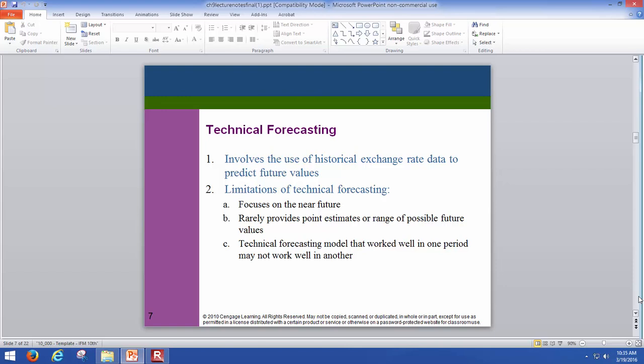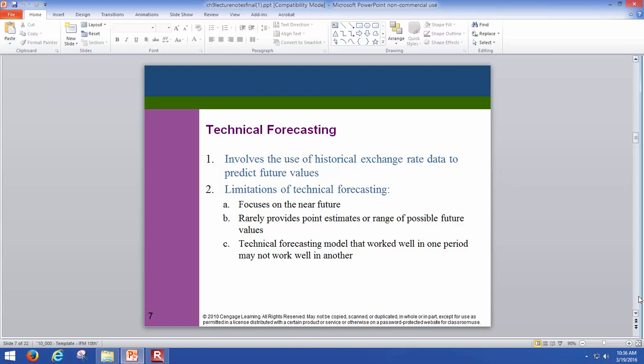So basically what we are saying is that if you look at the past trends in the exchange rate, that could be the movements of the euro versus the dollar during the last month, during the last 6 months, or during the last year, and so on. Basically what we are saying is that we can use that to make some predictions regarding the future exchange rate. Now, we do the same thing in the case of stock prices. So technical forecasting is a big area in the case of the stock market analysis.